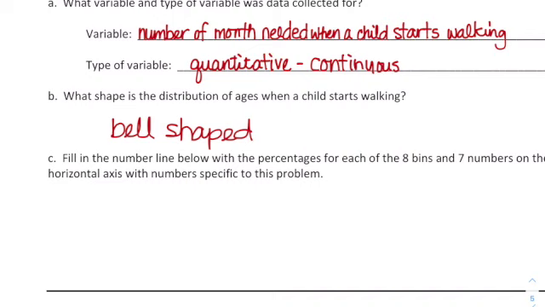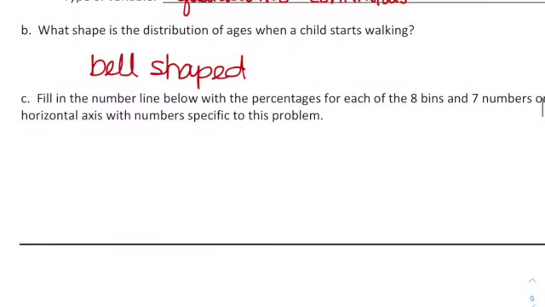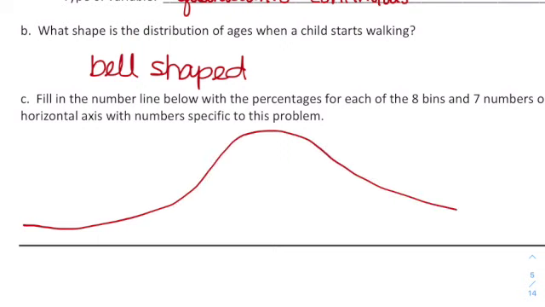All right, next one. Fill the number line below with a percentage for each of the 8 bins and 7 numbers on the horizontal axis with a number specific to this problem. So, drawing a bell shape. Still not very good. Okay, so in this case, the average is in the middle.